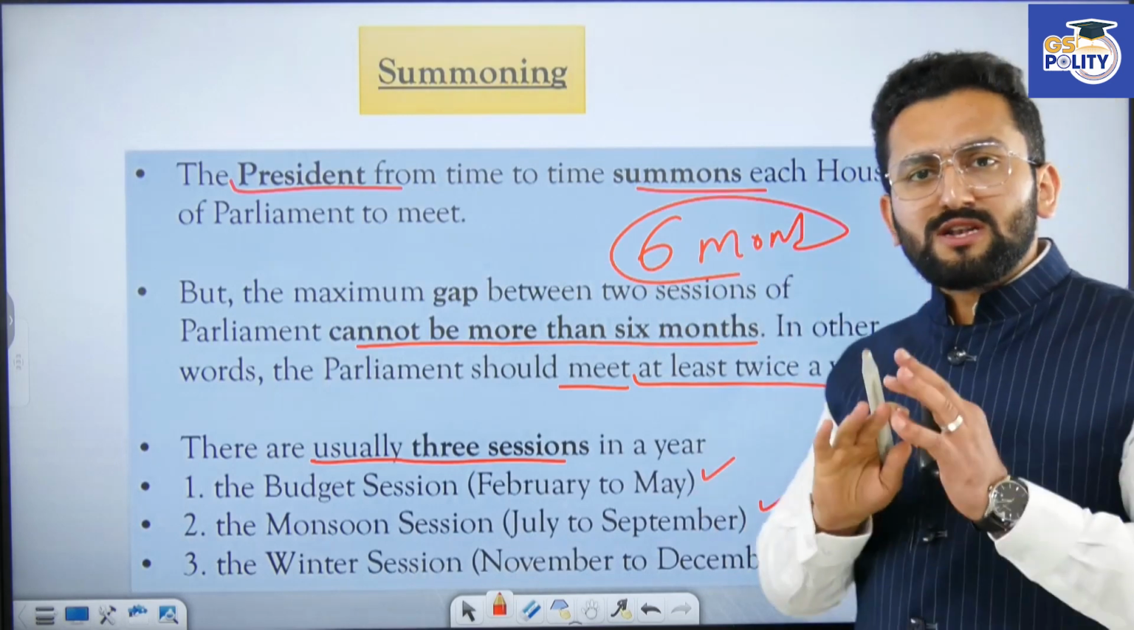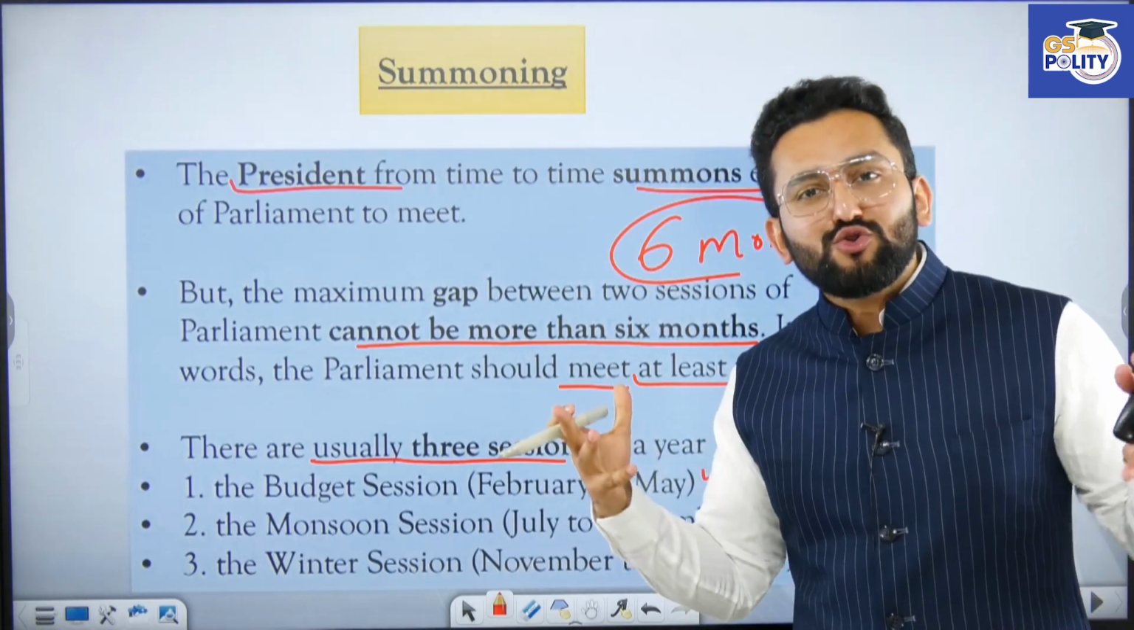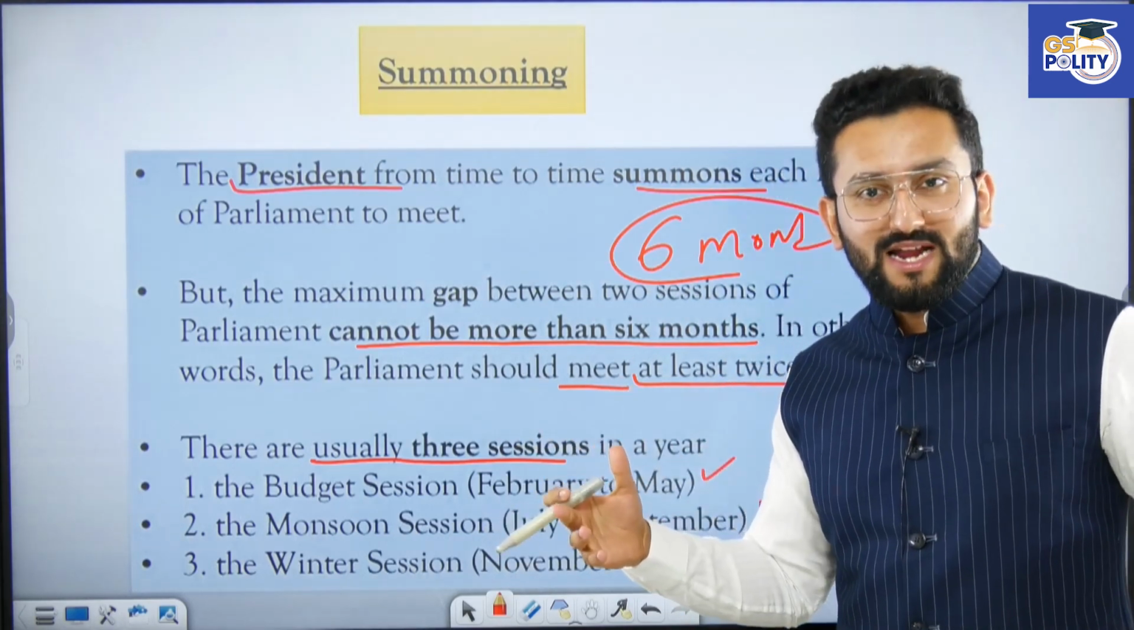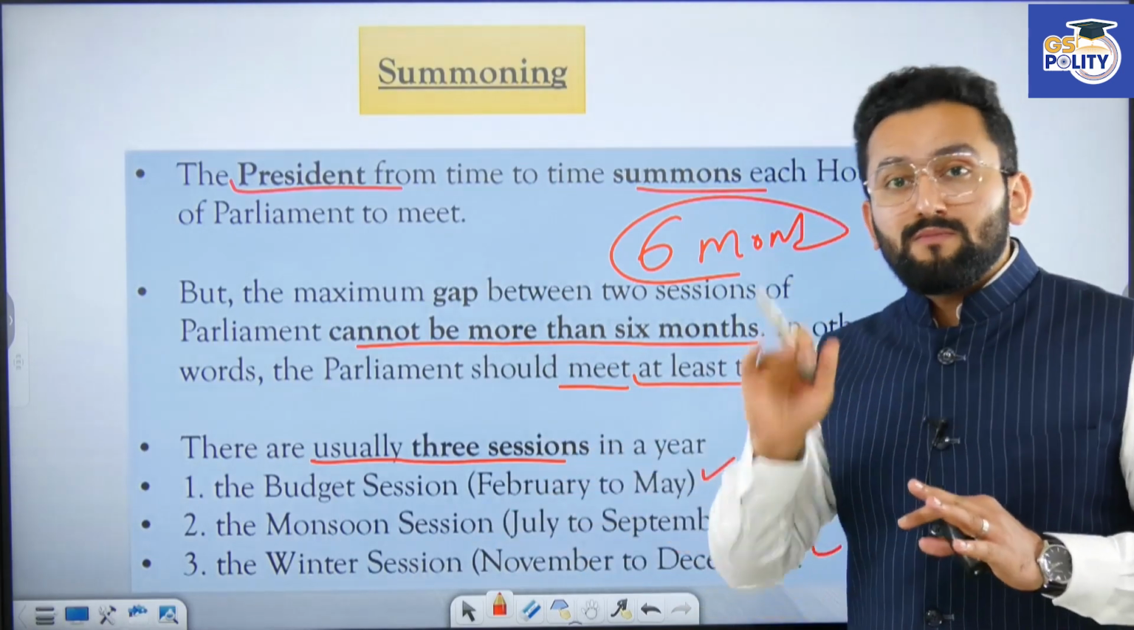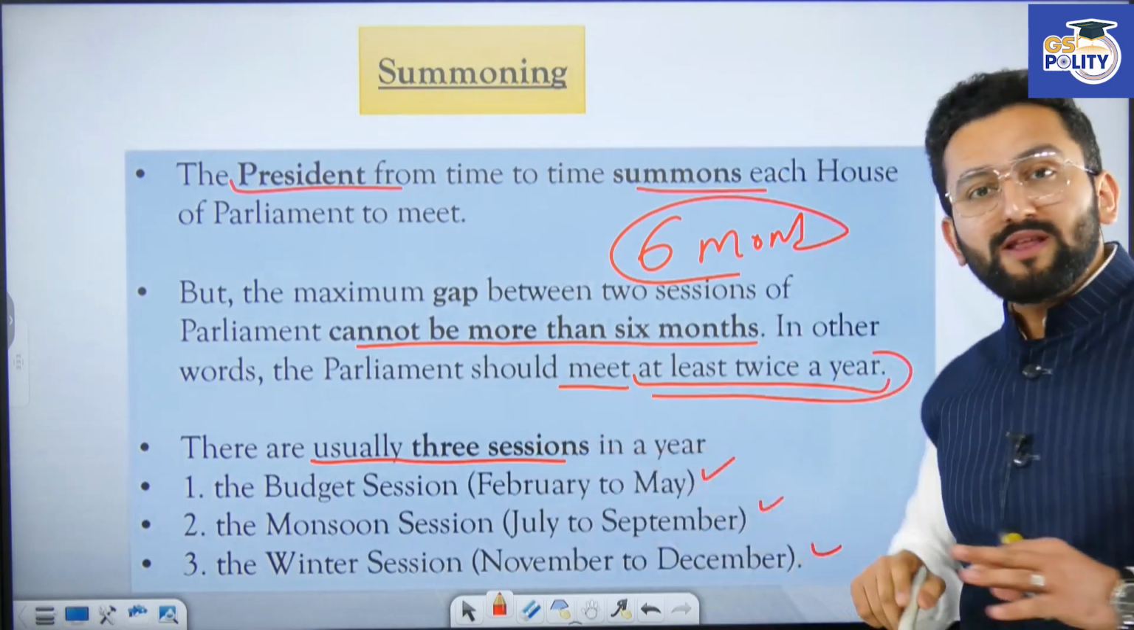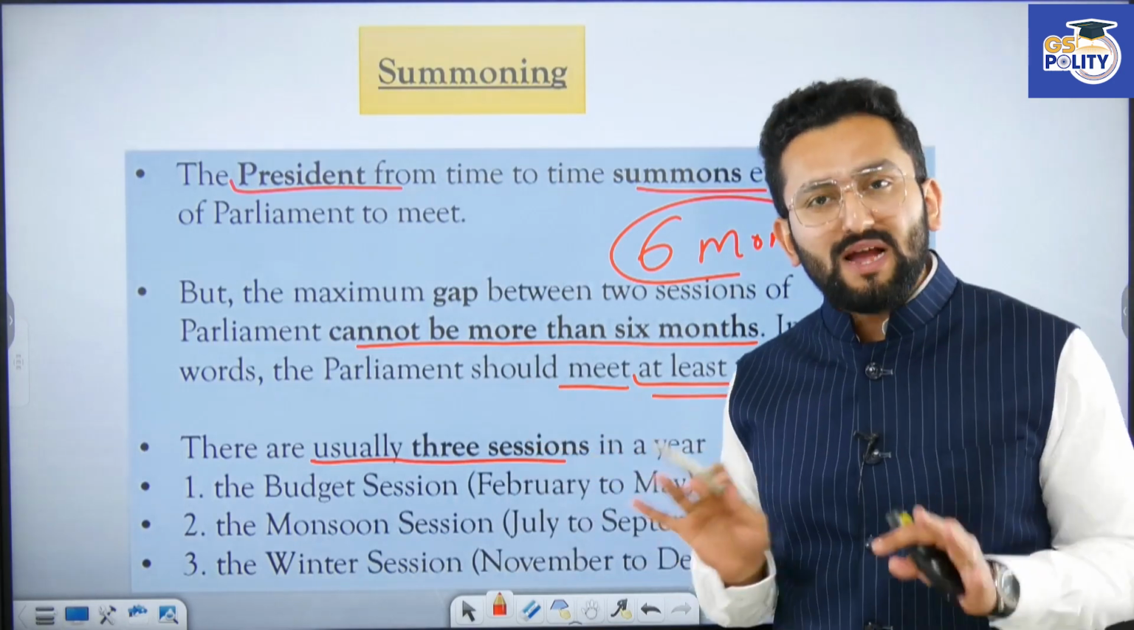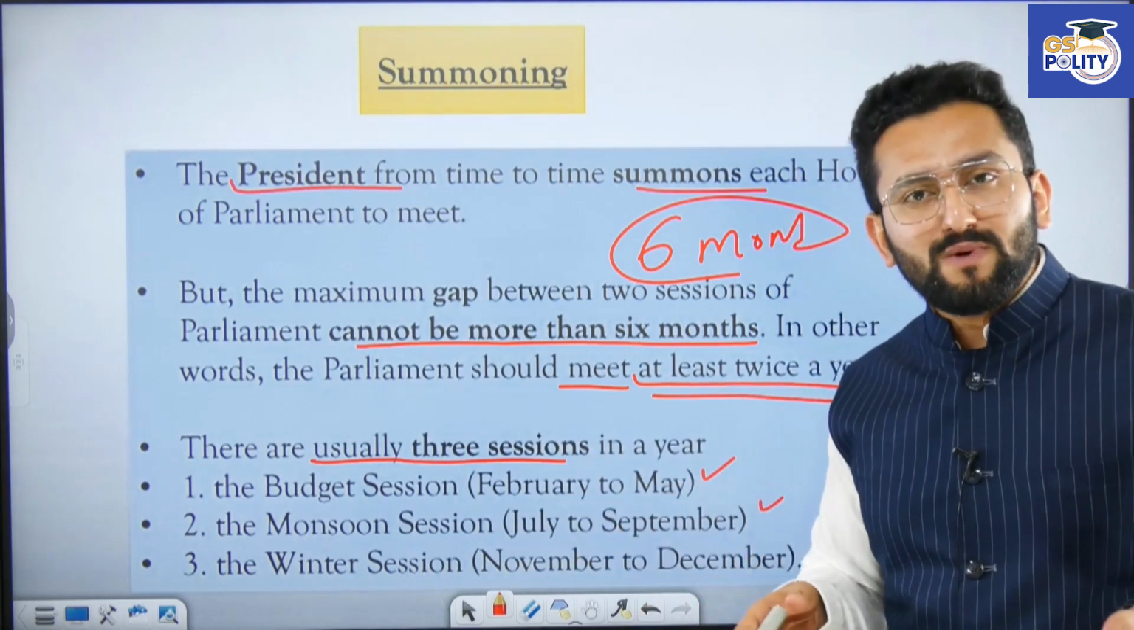But the maximum gap between 2 sessions, our constitution says maximum gap can be 6 months. Our constitution does not tell about how many sessions you can have per year. It just tells that you should not have a gap of more than 6 months. It means minimum you should have at least 2 sessions per year, and there's no limit to the maximum.